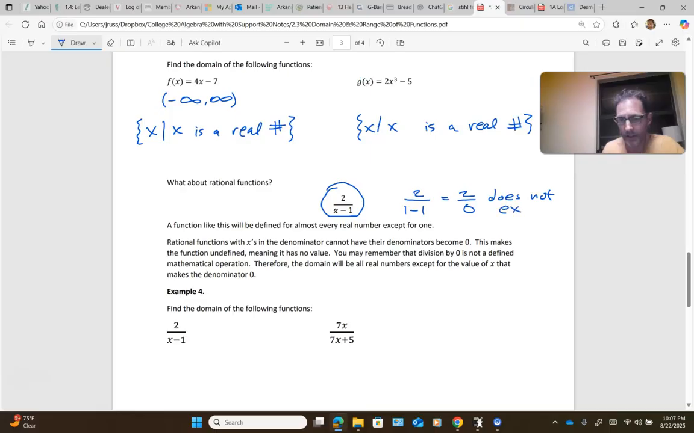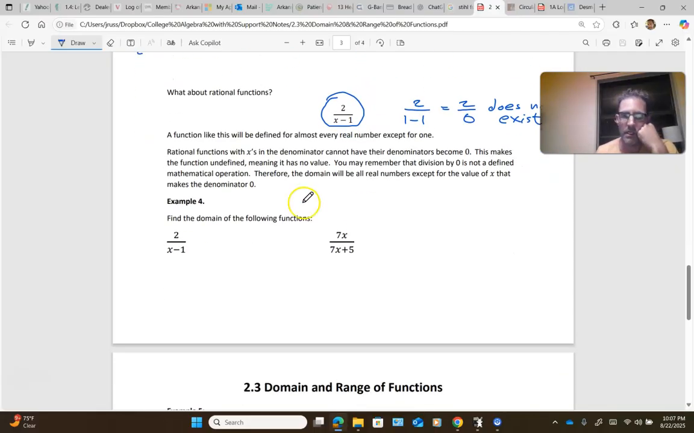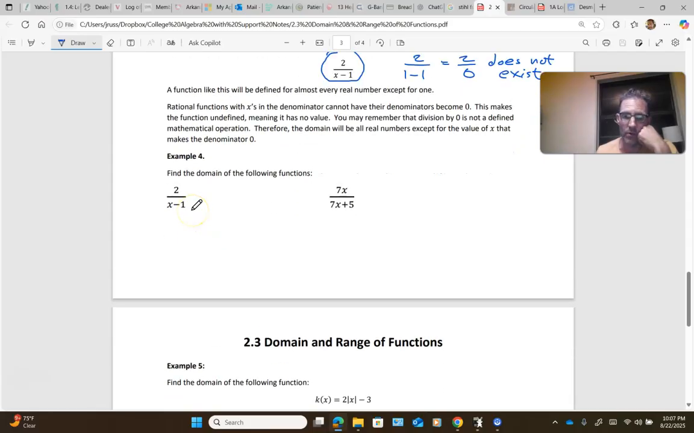Okay, it's not a real number. And so, therefore, 1, because it makes the denominator 0, would be excluded from the domain. So the domain of that function would be all real numbers except for 1. All right, and that's actually example 4. Okay, and so how do we write this? All real numbers except for 1.